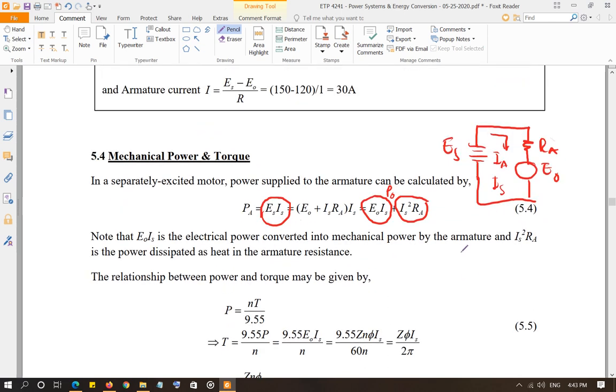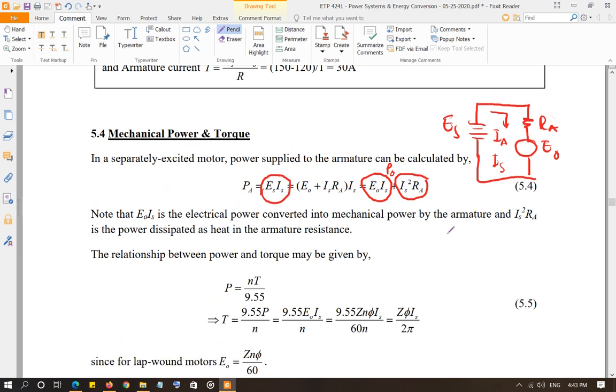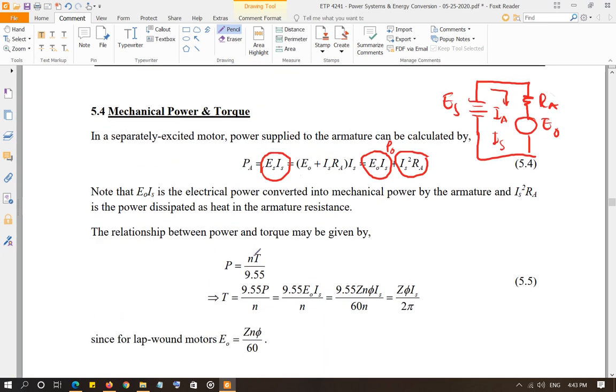And we have the basic relationship between the power and the torque, which is given by this equation. P is equal to NT over 9.55. N is the rotation of the armature, or rotation of the motor, in RPM. T is the torque, and 9.55 is basically a factor used to balance some of the constant values.